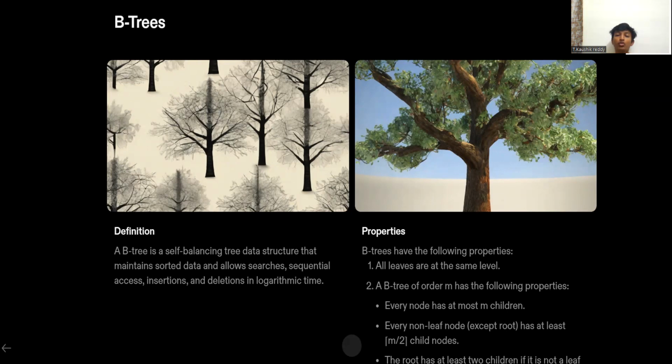Every node has at most M children. Next, every non-leaf node except the root has at least M by 2 child nodes. Next, the root has at least 2 children if it is not a leaf.